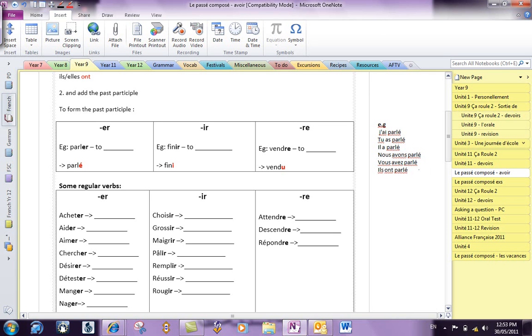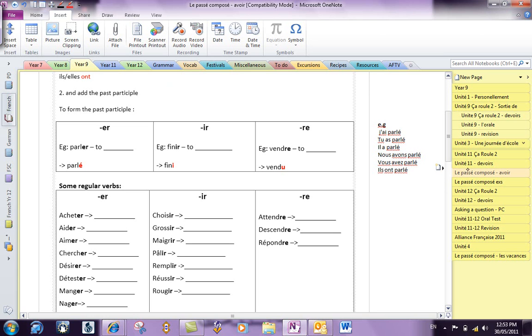Now there's more than one way to translate this in English. It can mean I have spoken, or it can mean I spoke, or I did speak. English is a bit tricky. We have a few more tenses sometimes, but we just need to remember that it's a completed past tense. It's something that's happened, that's over, that's done. I have spoken or I spoke.